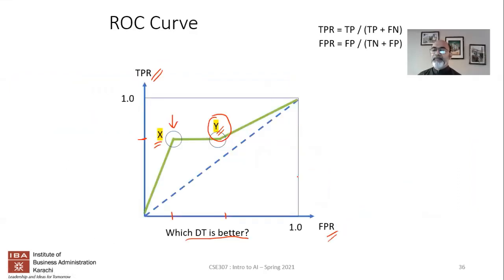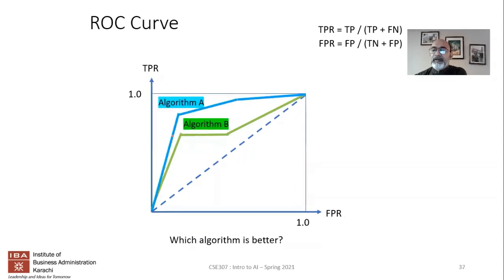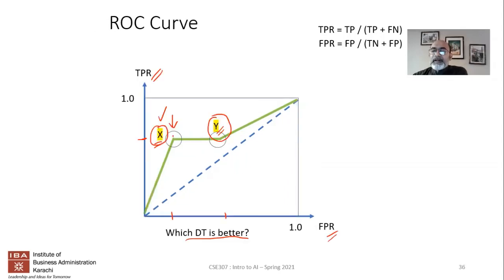So you want to minimize the false positive rate and you want to maximize the true positive rate. So here you can see that X has the same true positive rate, but Y is actually inferior to X because the false positivity has increased. So X is actually better in this case. Okay, so if you've understood this, yeah.